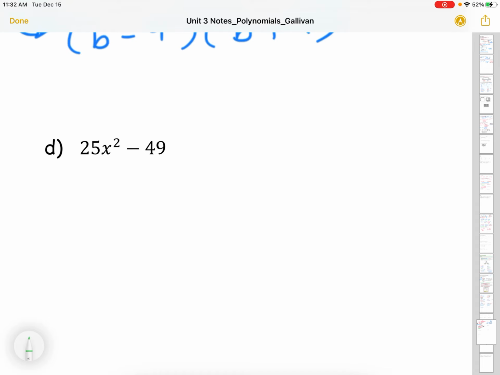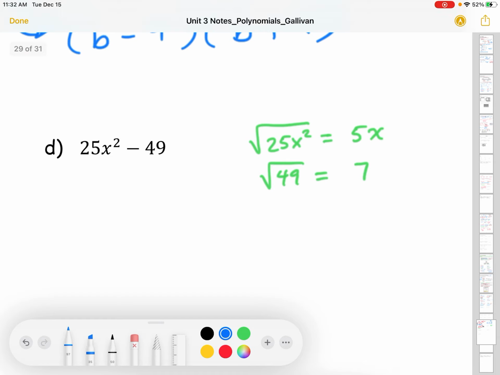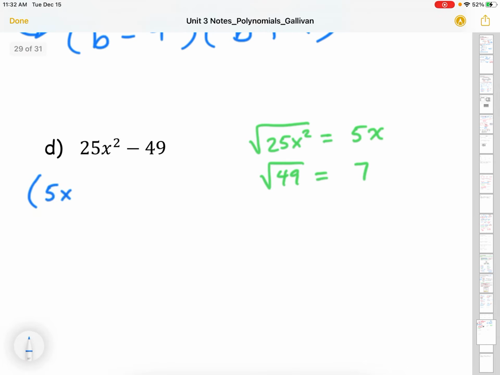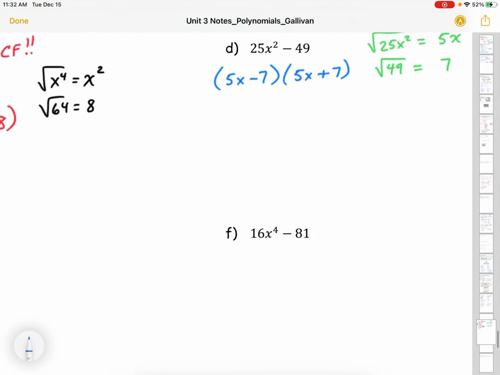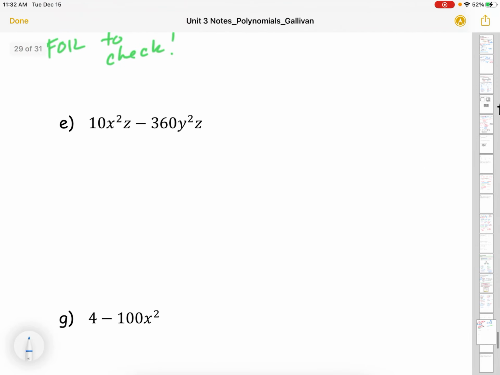Alrighty, next one. Are these perfect squares? Well, I think they are. Let's check. 25x squared, the square root of that is 5x. And 49, the square root of that is 7. So yes, they are perfect squares. So it'll be 5x minus 7, 5x plus 7. And again, the order doesn't matter. You can switch the order, they still are the same.